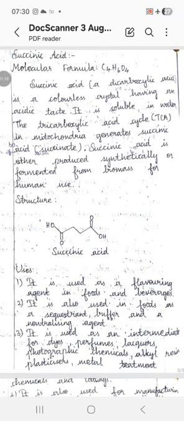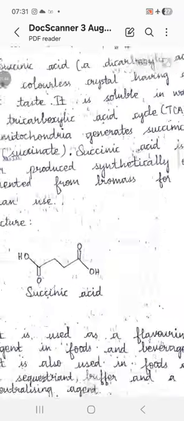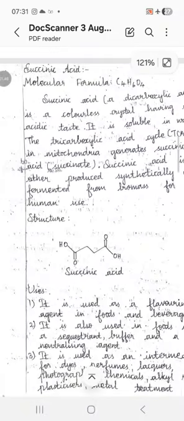Those are the physical properties of succinic acid. It is a dicarboxylic acid, a colorless crystal with an acidic taste, soluble in water. The TCA cycle in mitochondria generates succinic acid in the form of succinate. Succinic acid is either produced synthetically or fermented from biomass for human use.